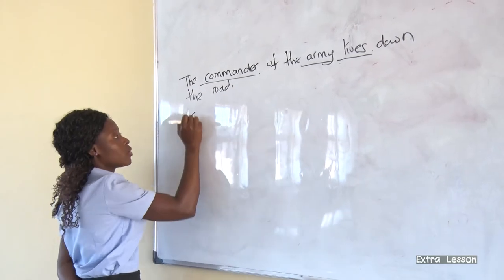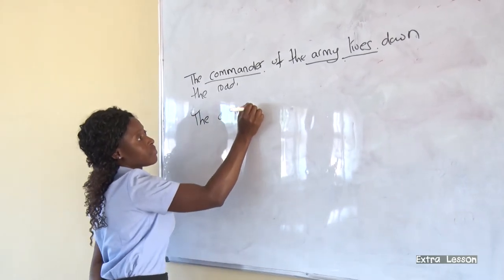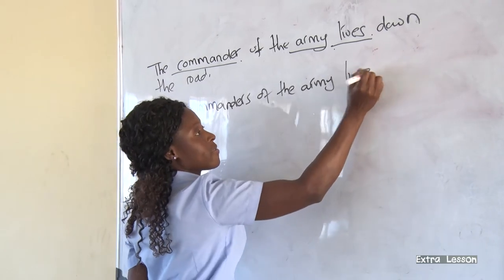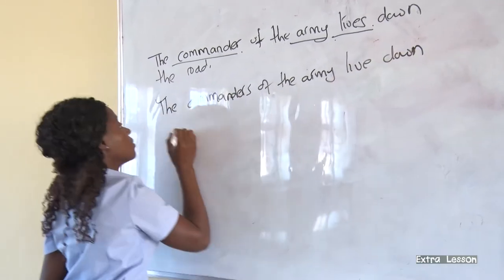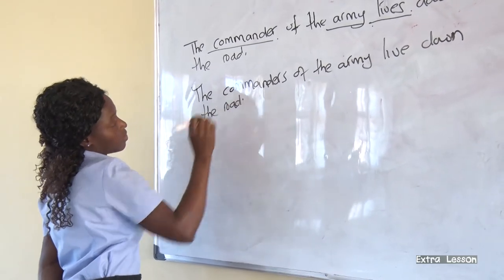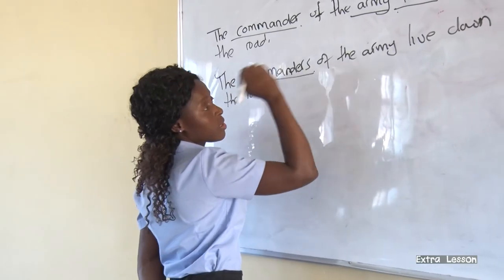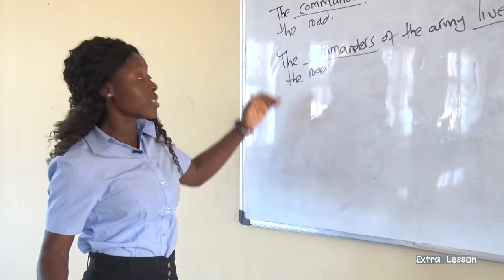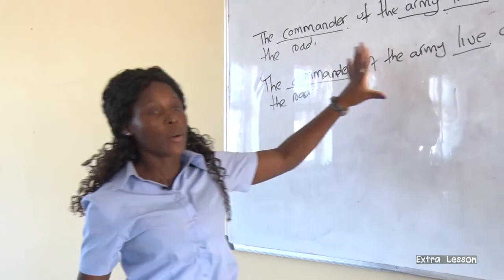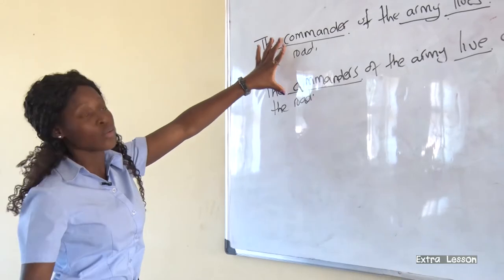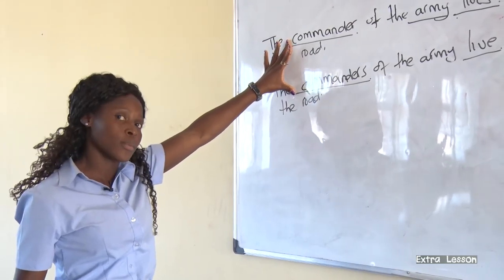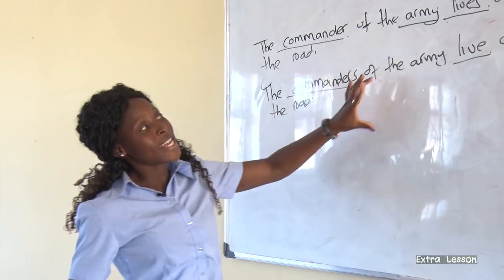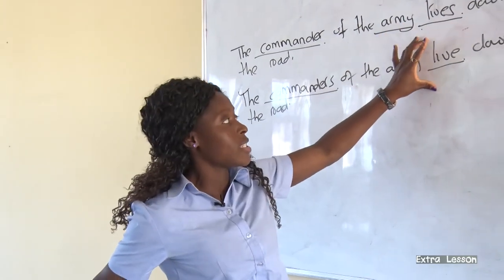Or we can put the commanders in plural. The commanders of the army live down the road. The commanders is in plural, and live is also in plural. Most learners get confused, especially on adding an S on a verb. Why? Just because when we are talking about just nouns, we add an S when we talk about plurals, and we don't add an S when it is in singular. But here it is the opposite. We add an S when it is in singular, and we leave it as it is when it is in plural.